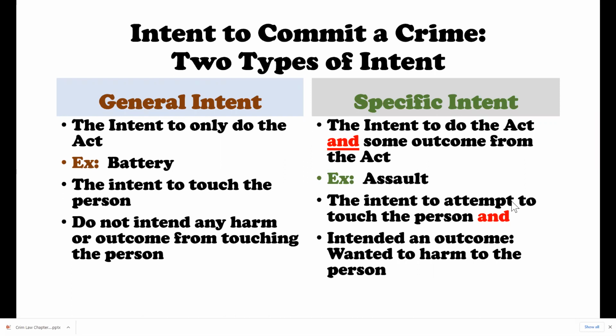It's almost like there are going to be crimes we're going to learn that are general intent crimes, and other crimes are going to be specific intent crimes. And one way to think about specific intent crimes is it requires two mens rea. It requires a general intent to do the act, and then it requires an outcome from that act, which is the specific intent.